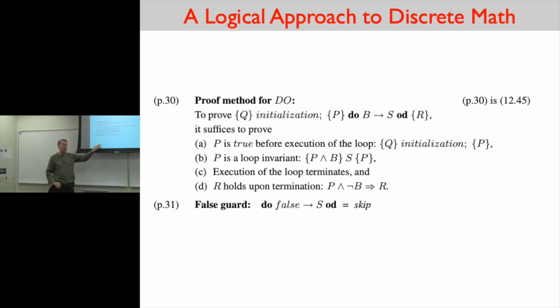Now why would not B be true at the end? Because if B is true, the loop will go again. So the only way that we break out of the loop is if the guard is false. So we have to prove that the invariant and the negation of the guard implies the postcondition. Are we good? Okay, so here we go.